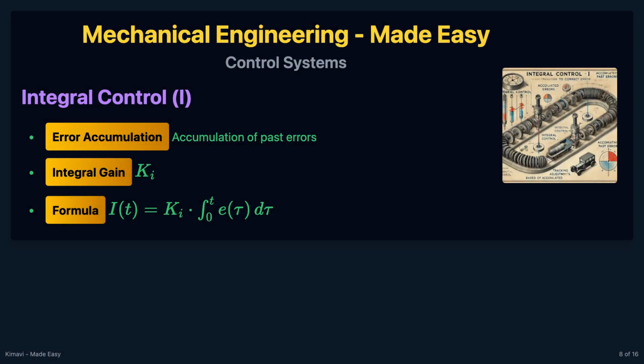The integral term deals with the accumulation of past errors. It integrates the error over time to remove any steady-state error. The integral gain, represented by Ki, adjusts the response based on the sum of these past errors. The formula is I(t) = Ki × the integral of the error from 0 to t.